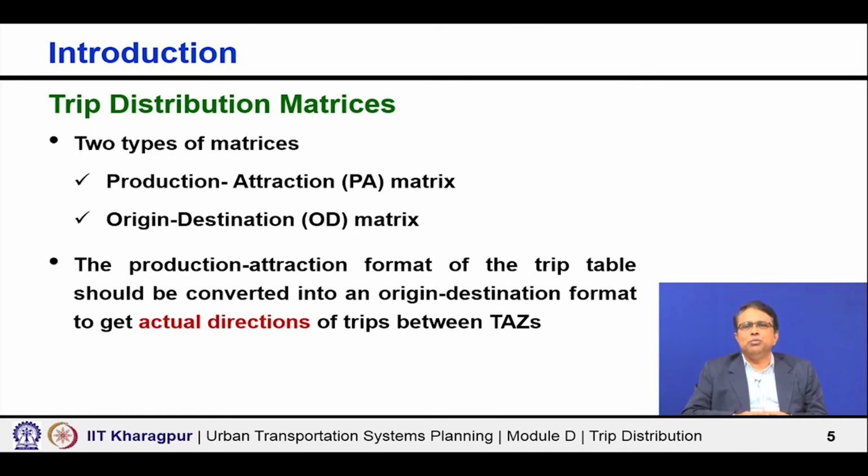Say in the morning time, all the problems are for traffic which is CBD bound. In the evening, it is the reverse. So, the direction is actually important in the context of mode choice, in the context of route choice, and for all practical applications of transport demand. So, it is directional demand that is more important. So, origin destination matrix is directional, but production attraction matrix is not directional. It considers only the perspective of production zones and attraction zones.